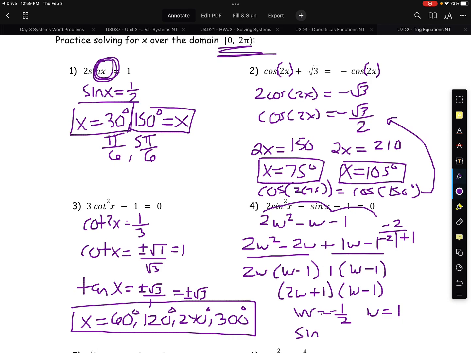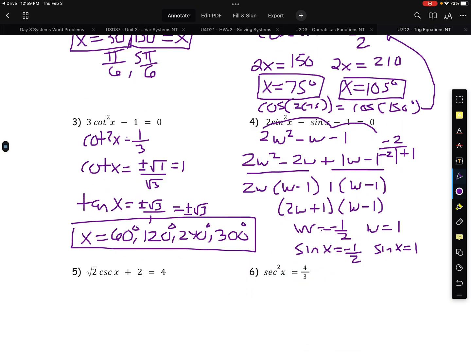And then I bring back in sine x equals negative 1/2, sine x equals 1. So we worked it all the way down so we can actually solve. So where do we get a half and it's negative? Well, based on ASTC, we're in quadrant 3 and 4. Reference angle of 30 degrees. 7 pi over 6, 11 pi over 6. And where is sine going to be 1? Pi over 2.